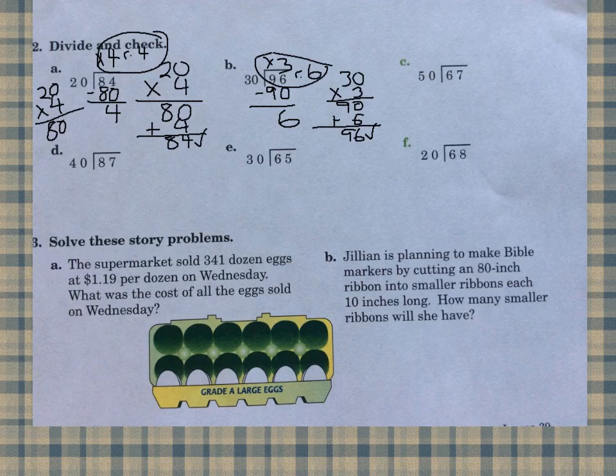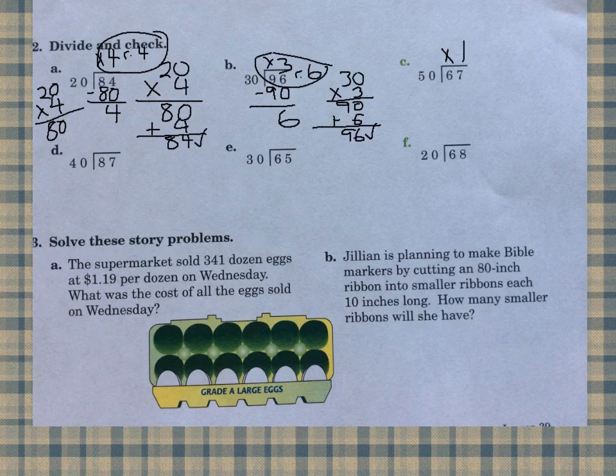Okay, C. 50 does not go into 6, but 50 does go into 67. To figure out how many times it does, we're going to cover up our last numbers and ask ourselves, how many times does 5 go into 6? 5 goes into 6 one time.